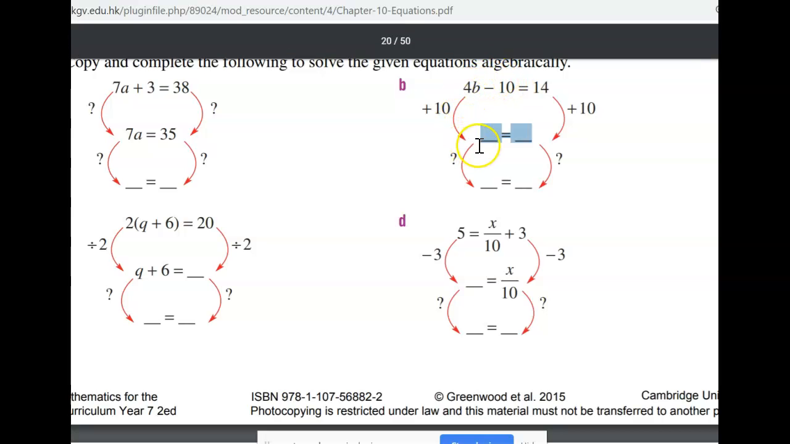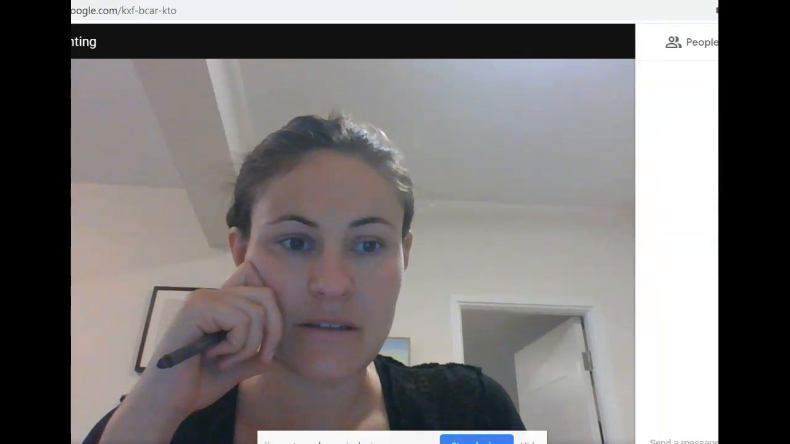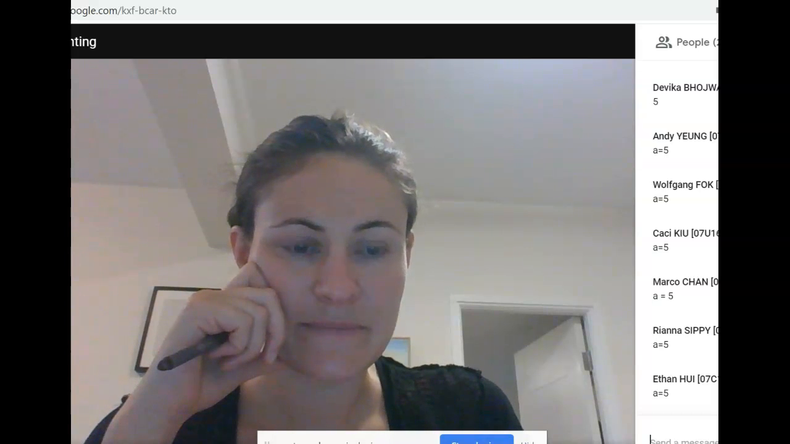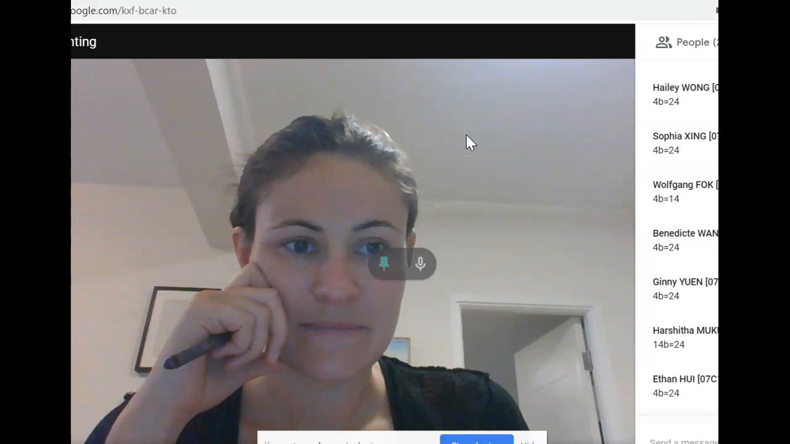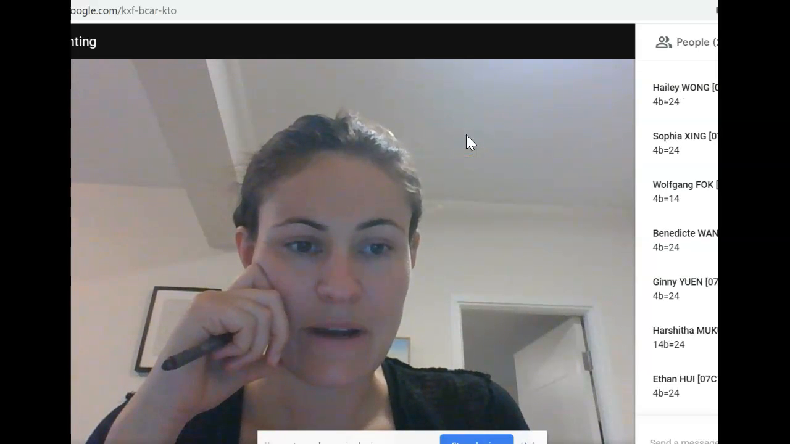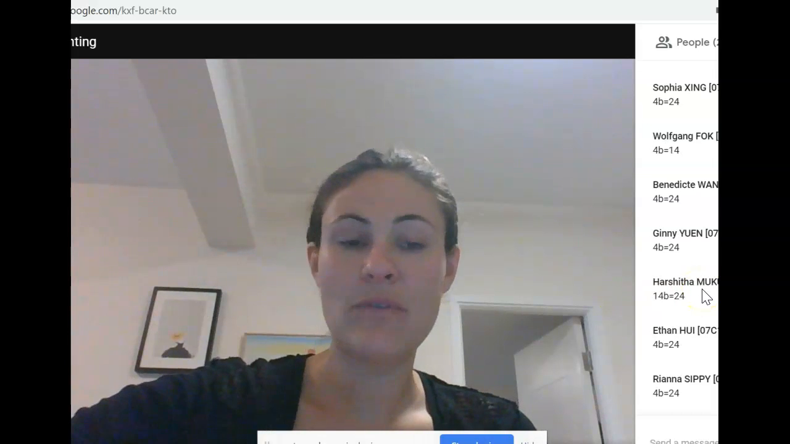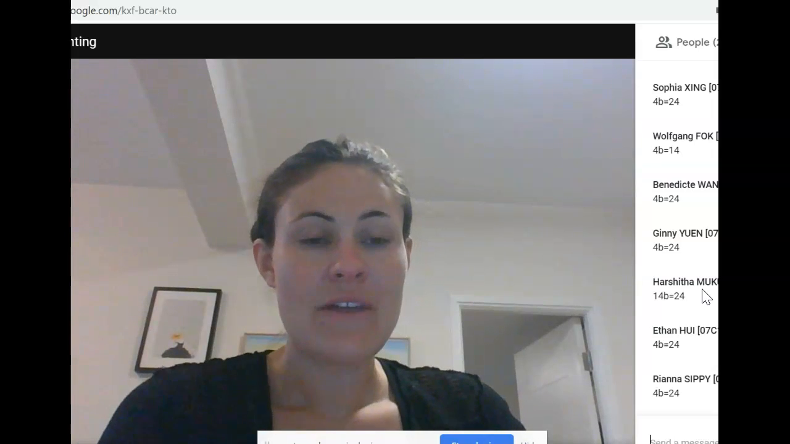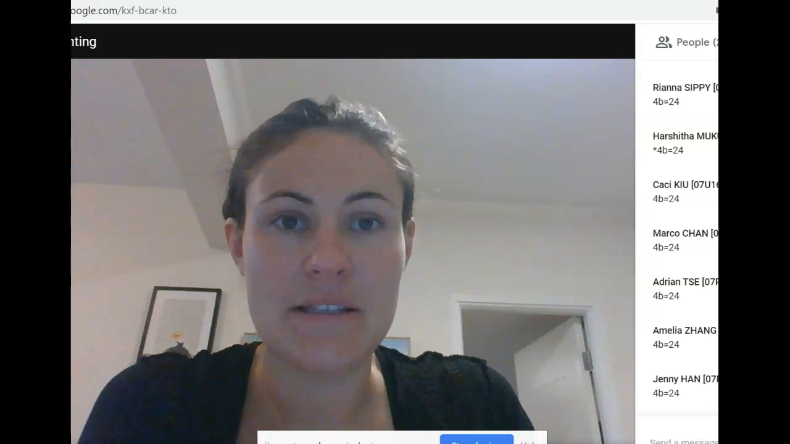Okay, so what would the left-hand side look like if I add 10, and what would the right-hand side look like if I add 10? Okay, go. All right, lots of you have put that in. So 4b equals 24. If you said 4b equals 14, then you just forgot to add 10 on the other side as well. So you need to add 10 to both sides.